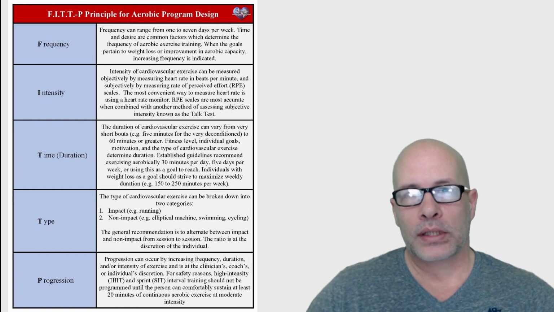If you suffer from disease or are deconditioned, start low, such as a 3 on a 1 to 10 scale, and then progress in small tolerable increments. And make sure you don't insert high-intensity interval training into your program until you can sustain at least 20 minutes of continuous exercise.